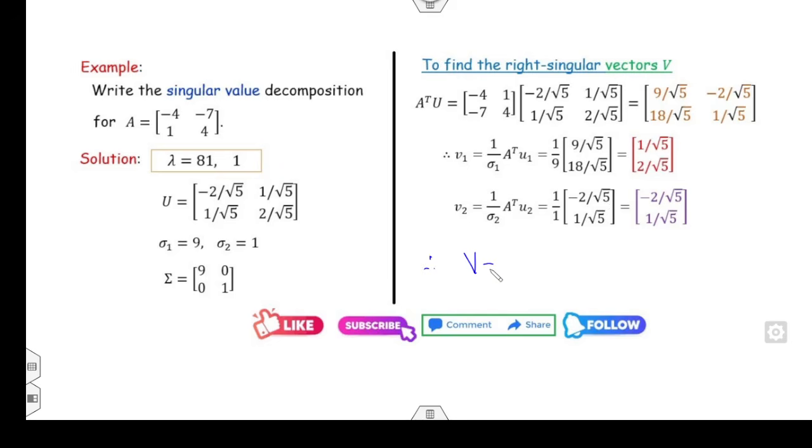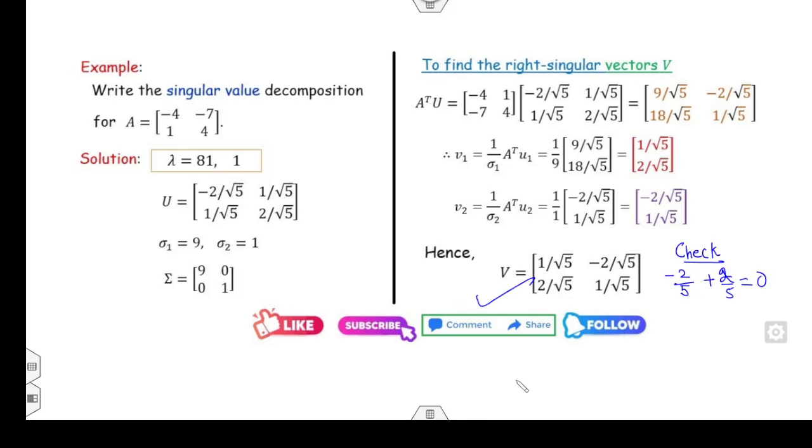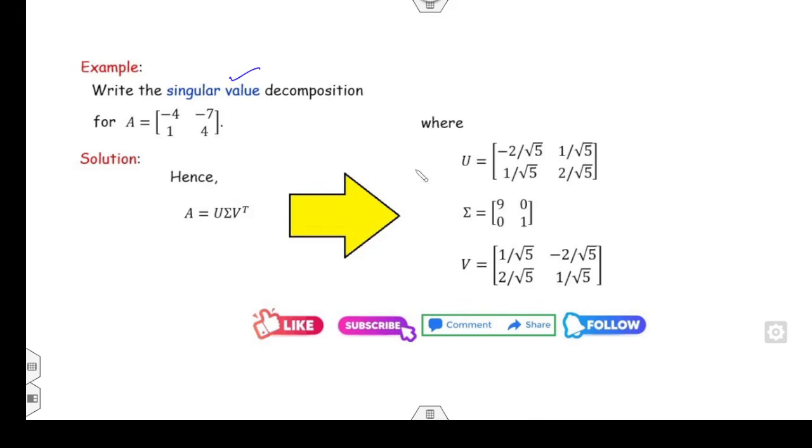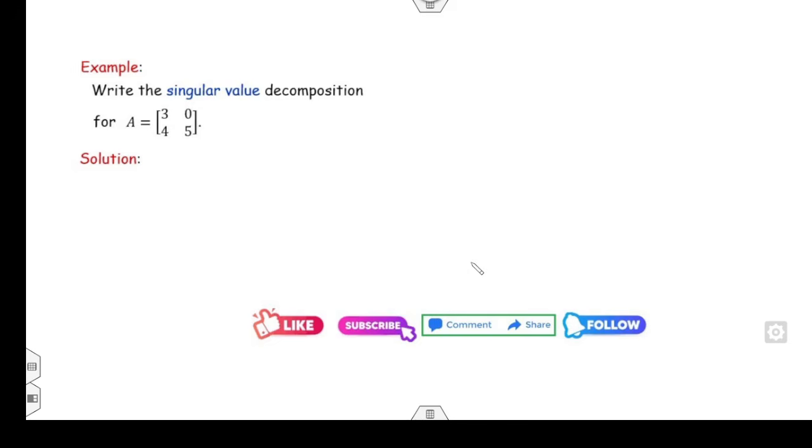Hence, the V value will be the first column V1, second column V2. Again, you can check whether your answer is correct or wrong. You can multiply them. It's minus 2 over 5 plus 2 over 5. That is a 0. Yes, V is my correct answer. Hence, we can write the singular value decomposition as U, sigma and V. Look at the next example.